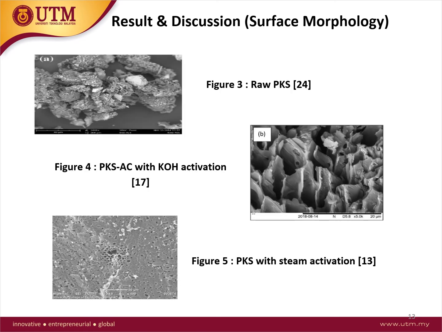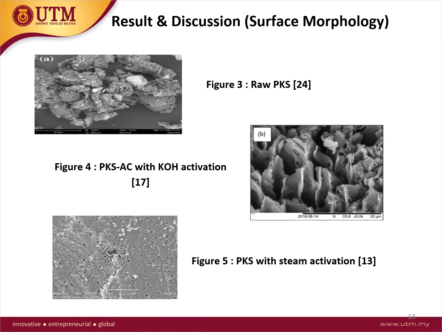Figure 3 shows the raw pumpkin shell. We can see here there is no pore in the raw material. During carbonization, it creates an amorphous layer and some pores. During the activation process, a well-structured pore can be seen as in figure 4. Potassium hydroxide removes the volatile compounds that could hinder the formation of pores.